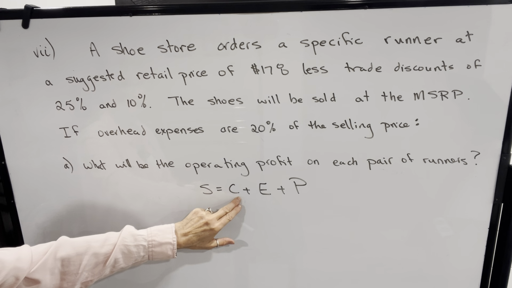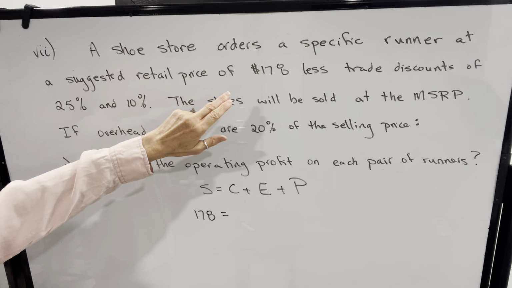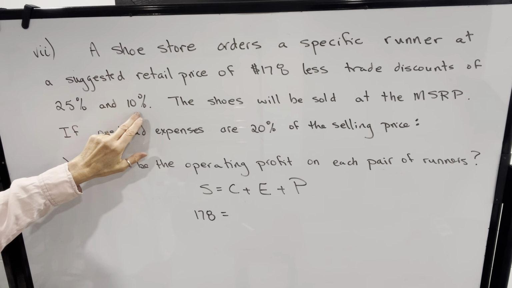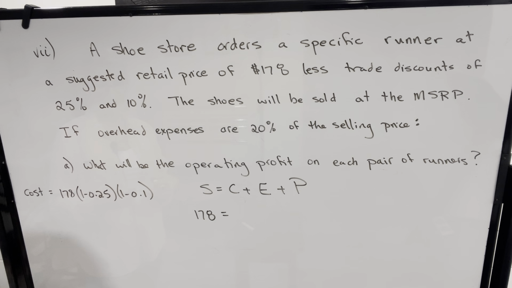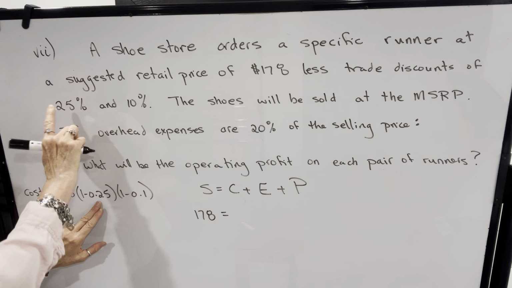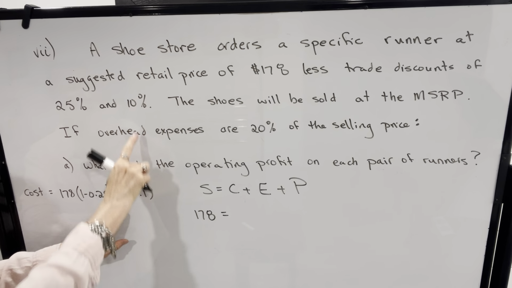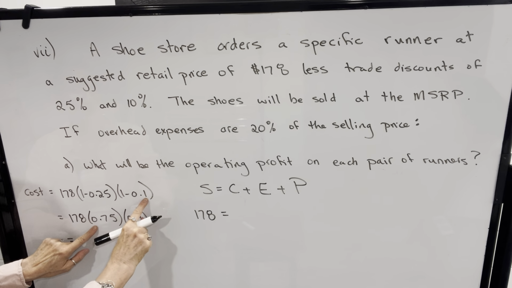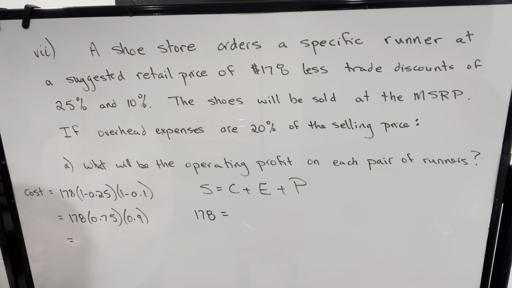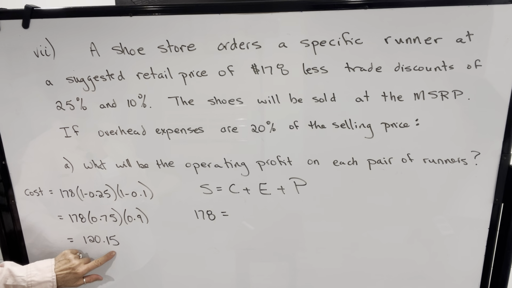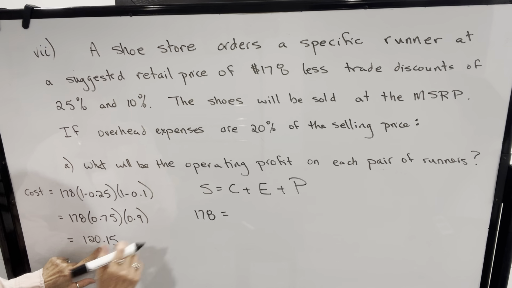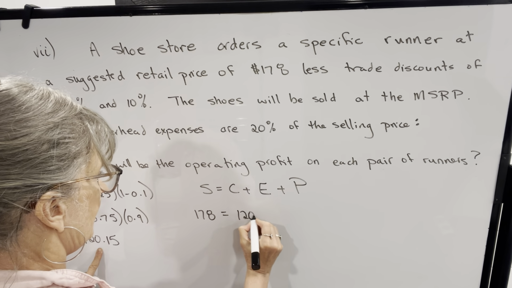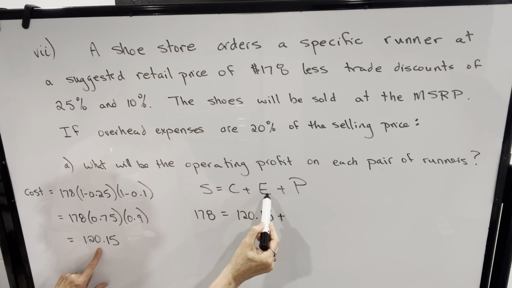The cost to the store will be $178 minus the successive discounts of 25% and 10%. If you saw my previous video on discounts, the way that we're going to find that cost is we're going to take selling price times 1 minus this first discount of 25% times 1 minus the second discount of 10%. Simplifying this, we get 0.75. Simplifying this, we get 0.9. And when we multiply all of this together, we get $120.15. This is what the store pays, so that's the cost, $120.15.